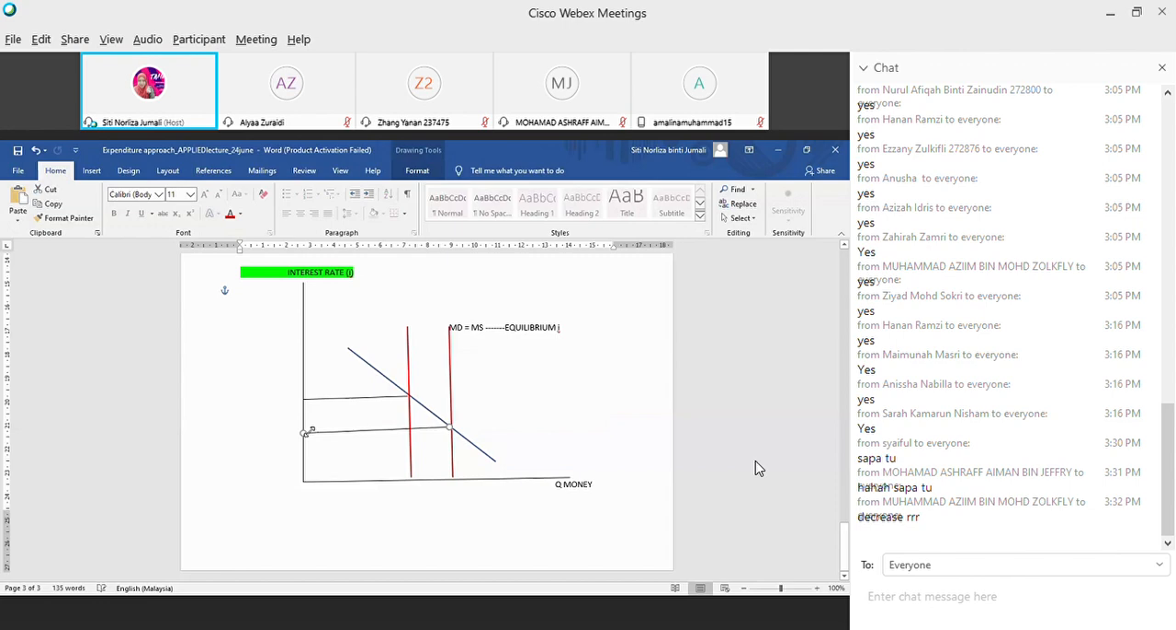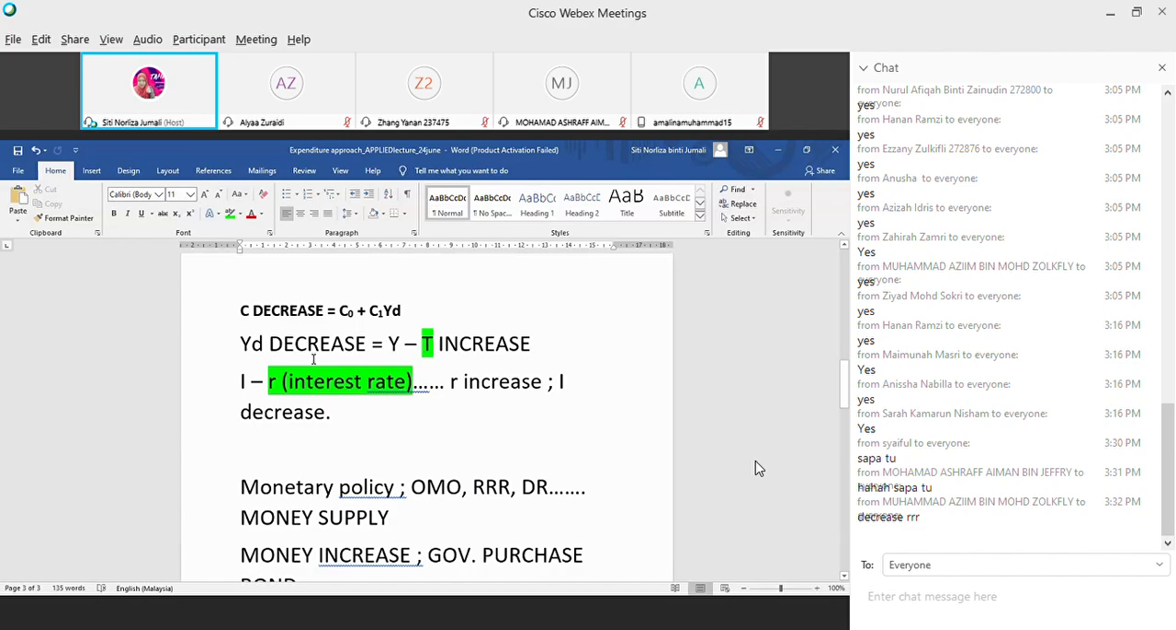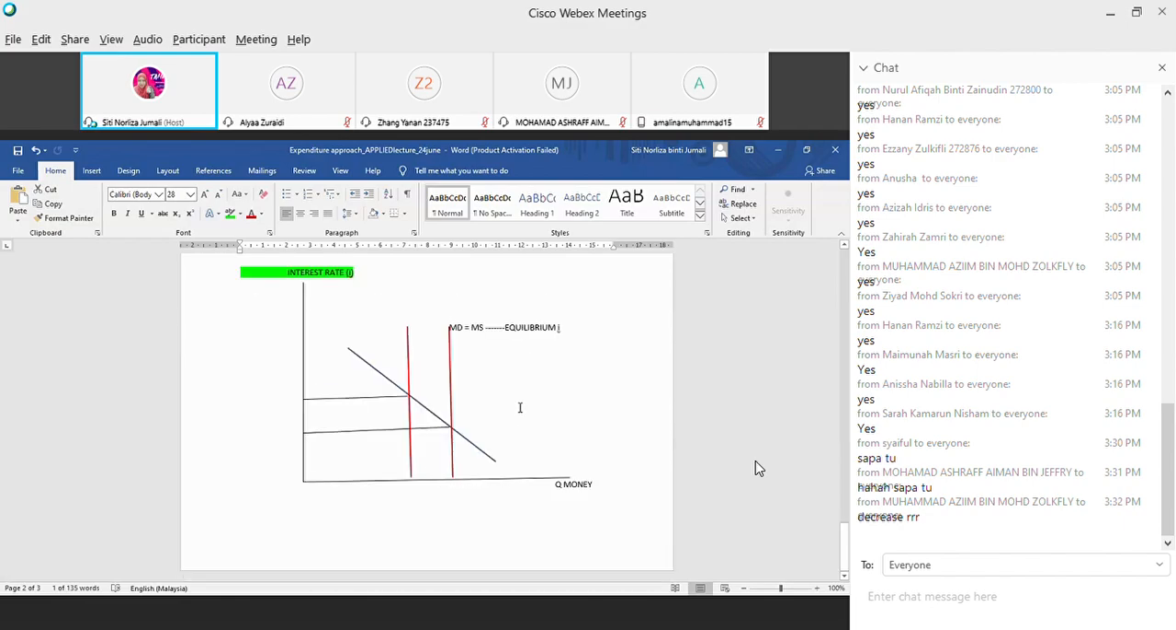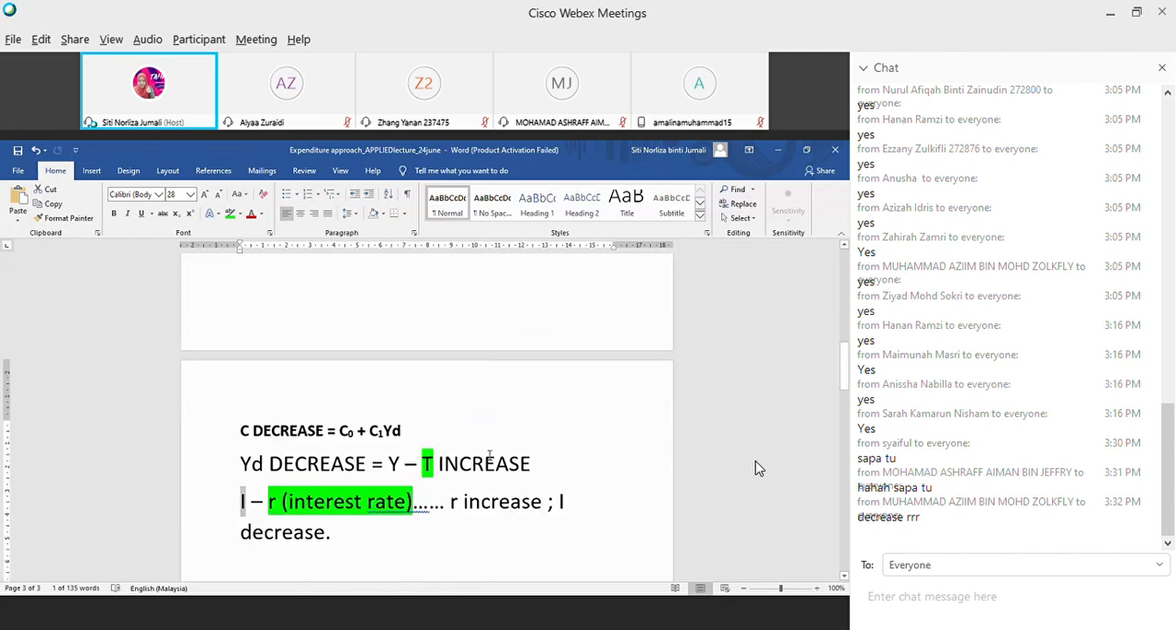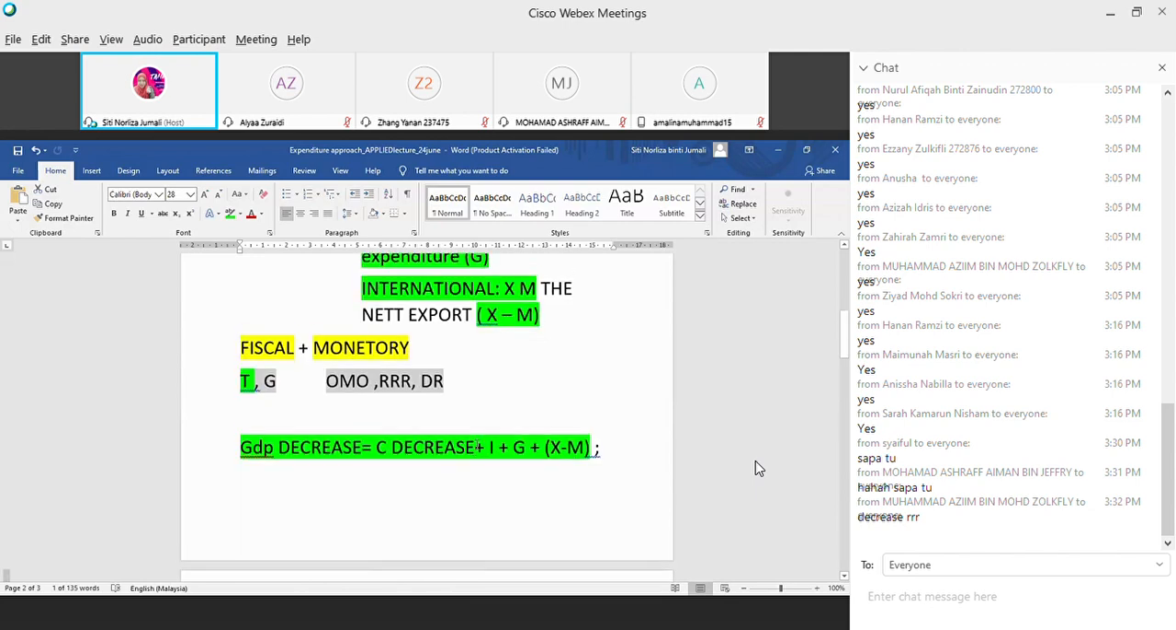The decrease in R over here will affect I here, which is an inverse relationship. So now you know that when the government wants to increase the money supply, R reduces, I increases. So I increases, and then you can imagine AD shifts to the right. I'll show you the AD later. So I want you to understand this.